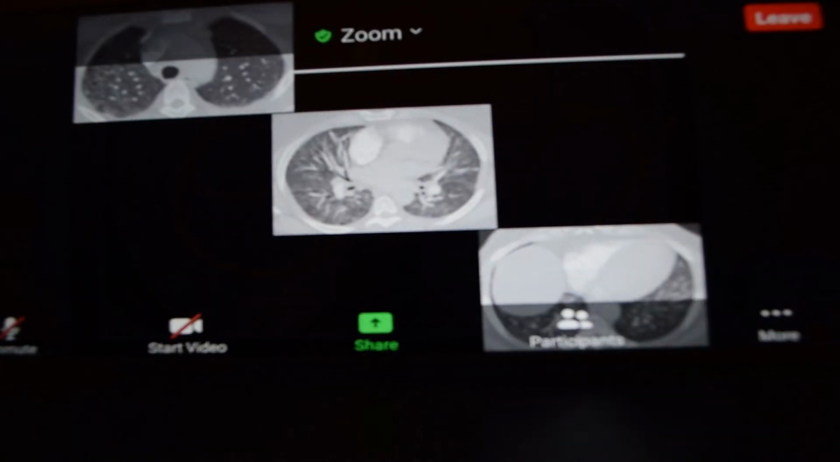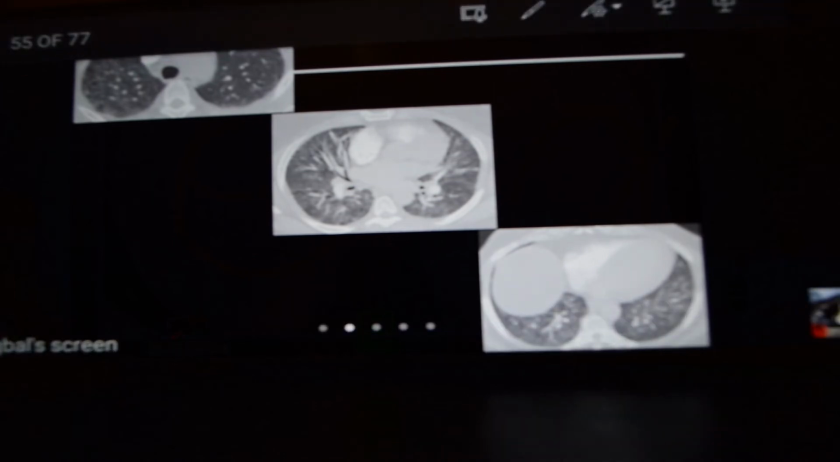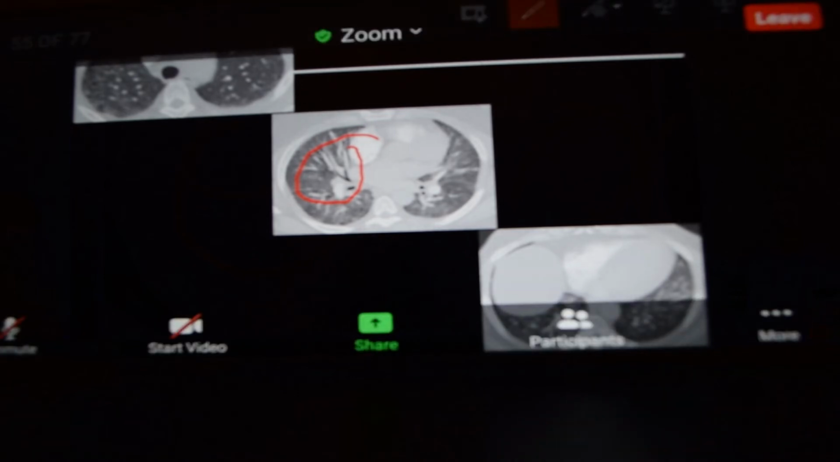So these are consolidation and air space filling. This is consolidation and air space filling. So when we use this word, it means that in contrast to ground glass attenuation, there is vascular structure and there is accompanying air bronchogram.